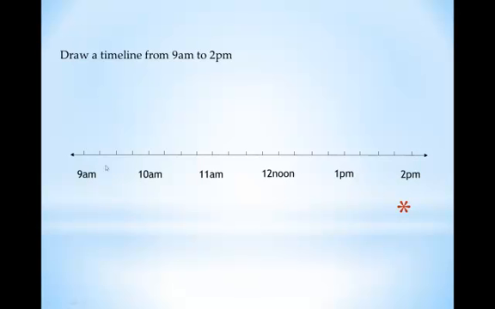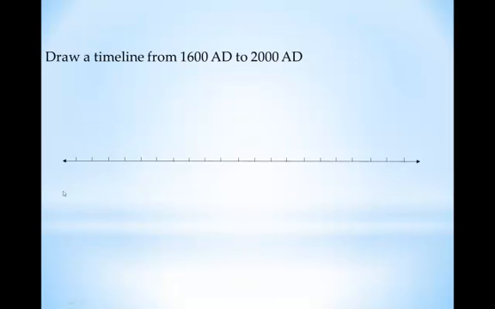So that's what I'm talking about. There are even divisions between 9 AM and 2 PM. So 9 AM, 10 AM, 11 AM, 12 noon, 1 PM, 2 PM. If you had some tasks or events to put on your timeline, now you would do it. So let's have another look at a different one.